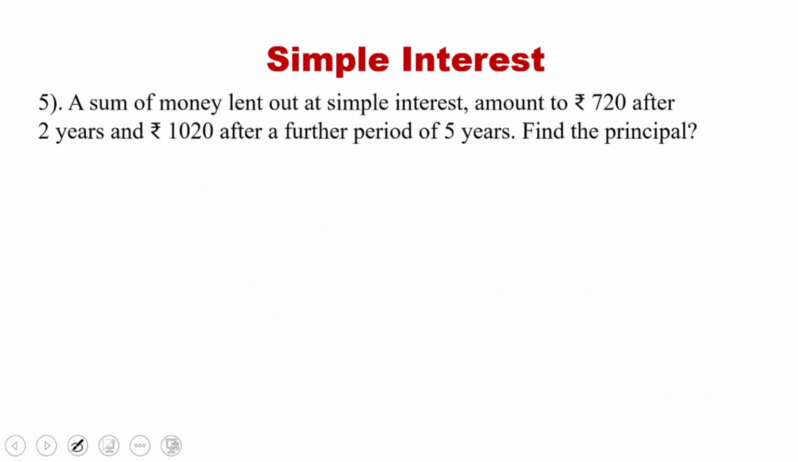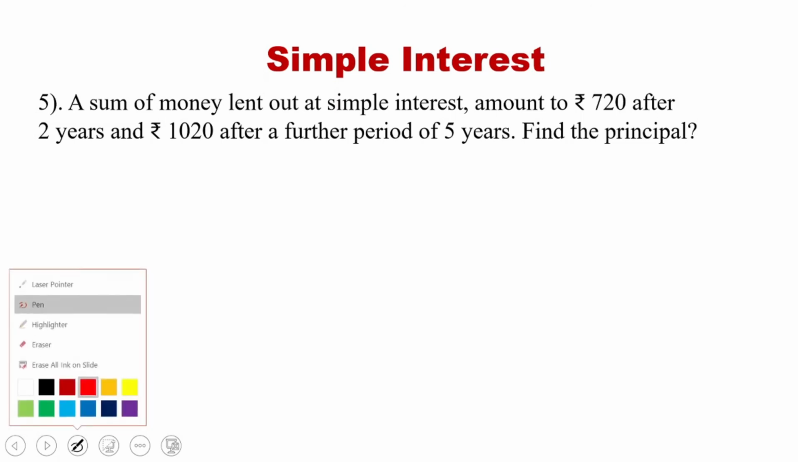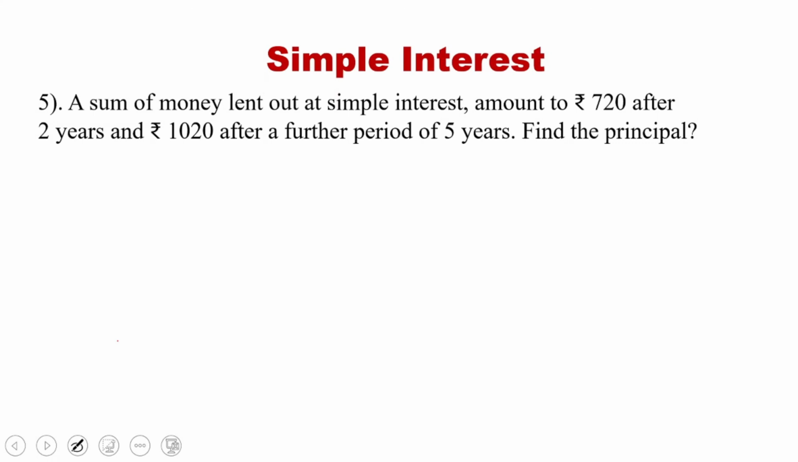Now see the next question. A sum of money lent out at simple interest amounts to 720 after 2 years and 1020 after a further period of 5 years. See here, a sum of money lent out at simple interest amounts to, means here the amount value is 720. Amount means principal plus interest. For how many years? For 2 years. So here P plus 2I equal to how much? 720.